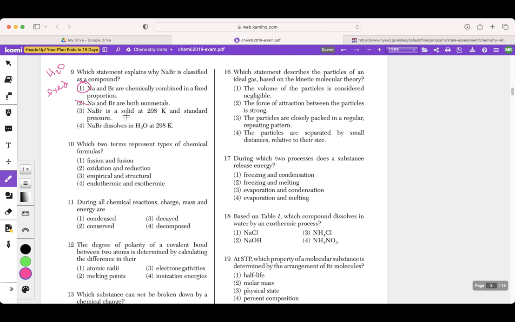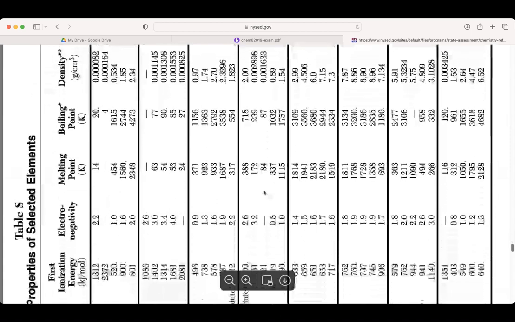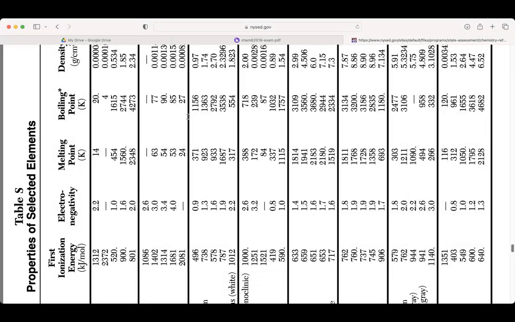They're not. You can check this at Table S, but sodium is a solid at room standard temperature and pressure. Bromine is a liquid, so we cannot choose that. But if we wanted to confirm that, we could look at the properties on Table S.